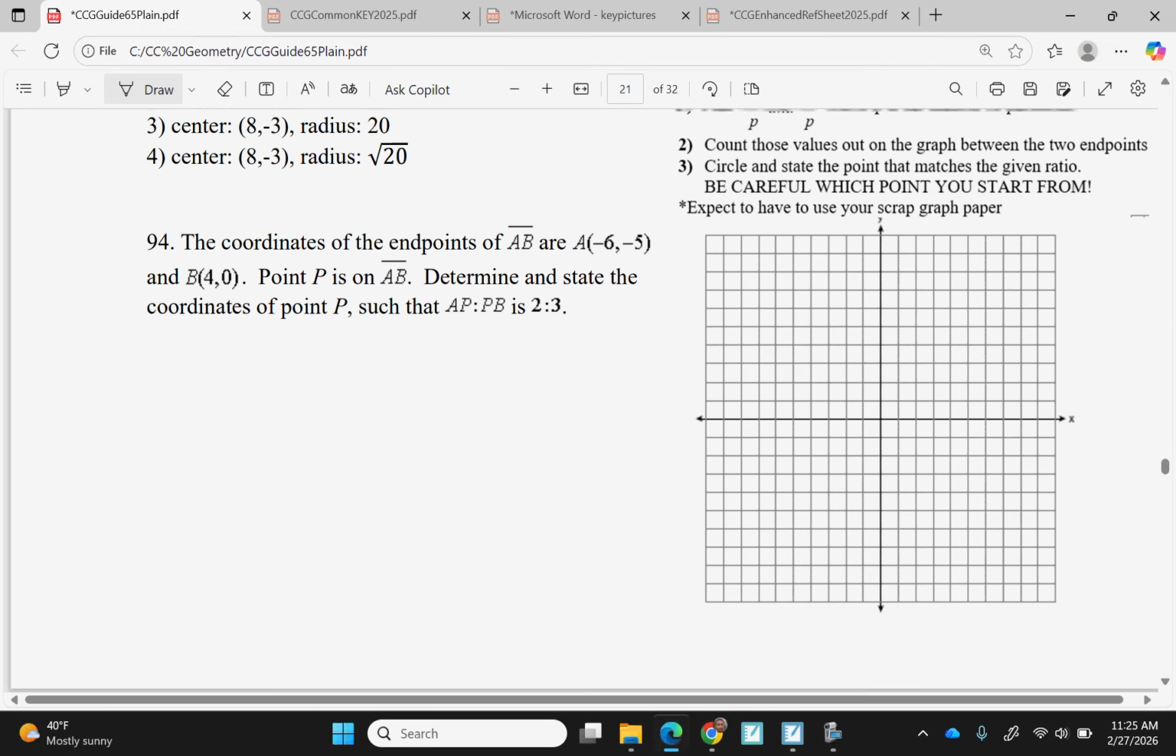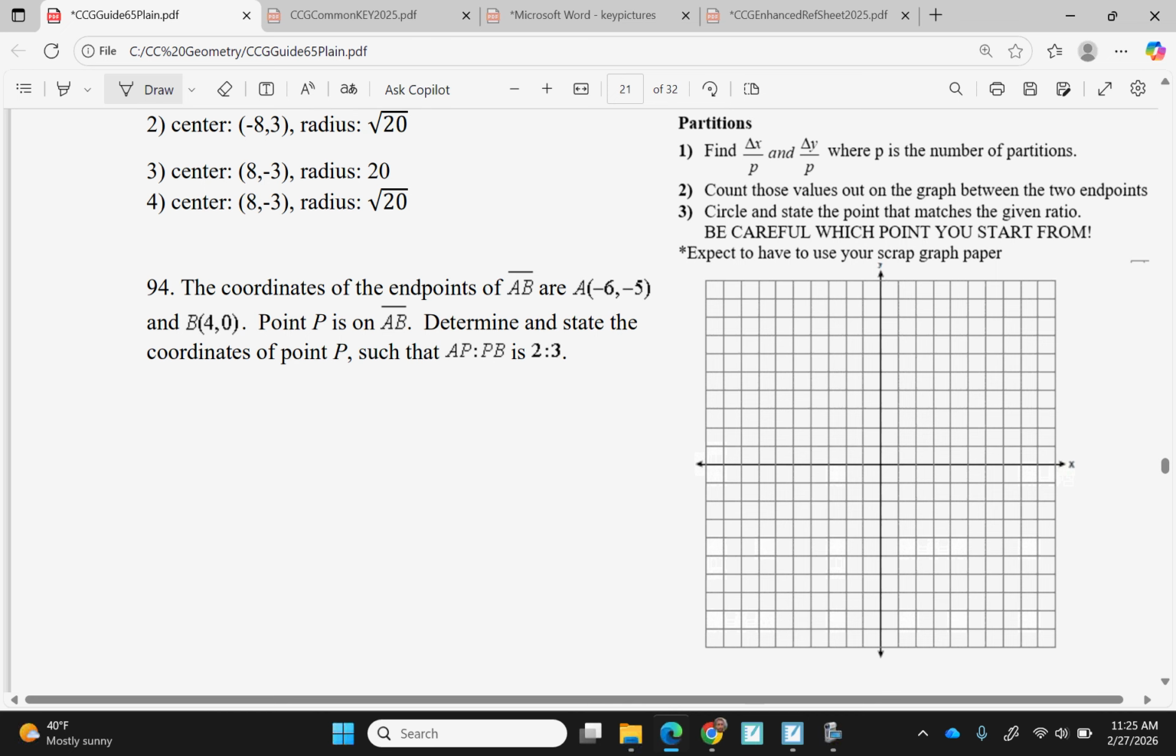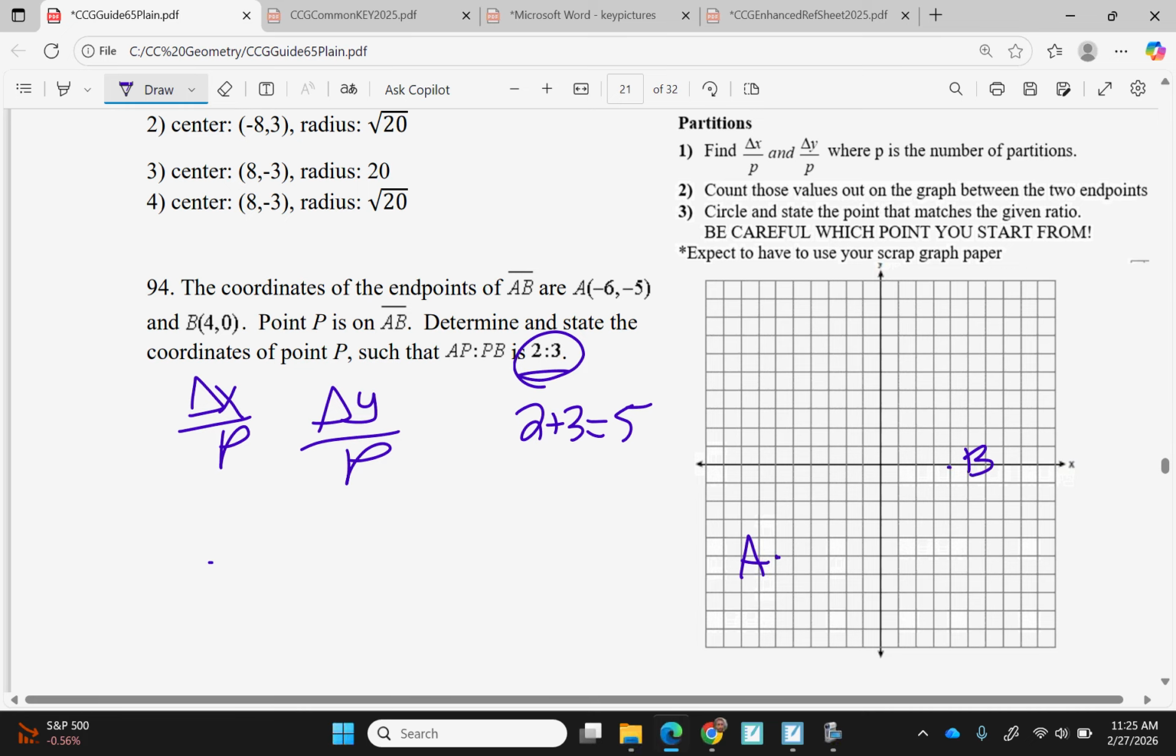All right, another very easy question if you know how to do it, and it's asked on every single Regents. When I'm partitioning a directed line segment, I do delta x over p, delta y over p. So I'm going to plot the points, and if there is no graph, then use the graph paper attached to the exam. A, B. P is the total number of partitions, so I'm adding the pieces in the ratio together. 2 plus 3 is 5.